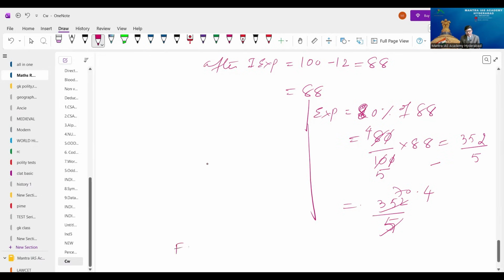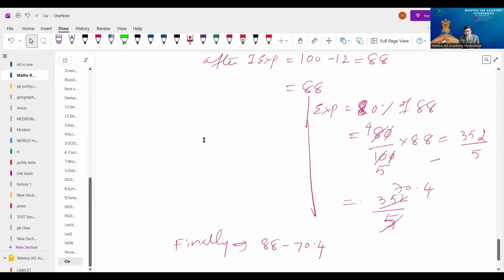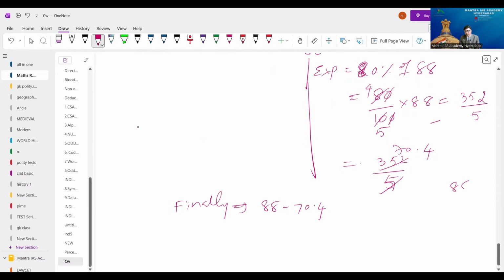So finally, how much did he have with him? He has an amount of 88 minus 70.4. How much is it, my dear? Observe that. You can do that. 88 minus 70.4, you can say 0.6, of course, 7 minus 0 is 7, and 17 rupees 60 paise. So 17.6 with him finally.